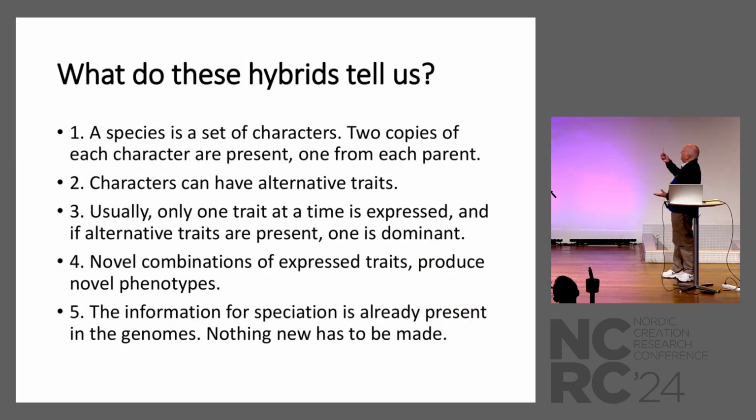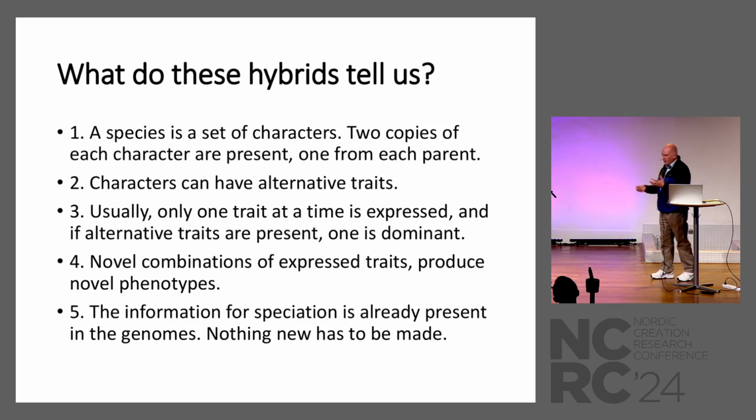Now, what do these hybrids tell us? Well, a species is a set of characters. Two copies of each character are present, one from each parent. Characters can have alternative traits. I think that was something we already knew. Usually, only one trait at a time is expressed. And if alternative traits are present, one is dominant. Now, this is quite important. Novel combinations of expressed traits produce novel phenotypes.